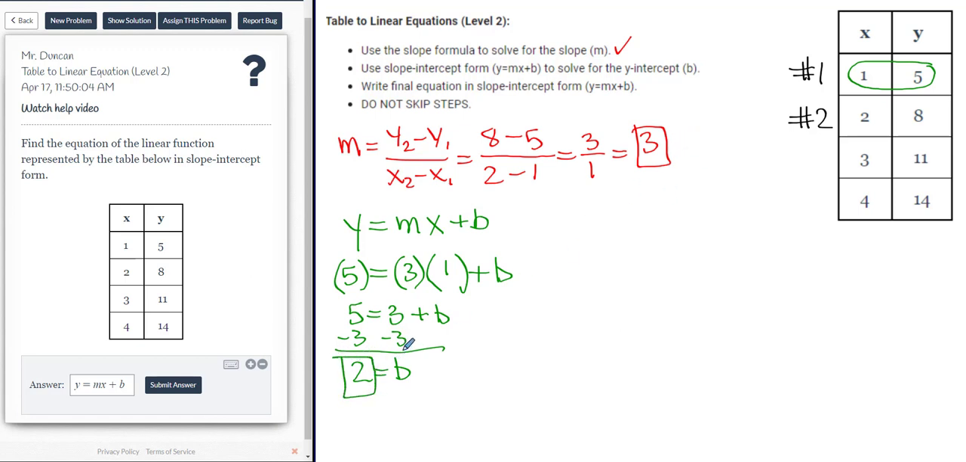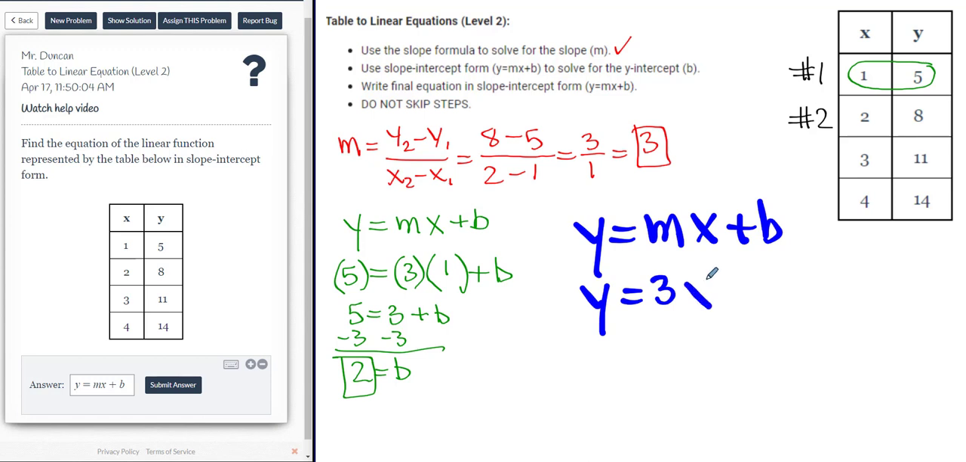Now that I have my m and my b, we're going to write the final equation in slope-intercept form. So let's switch over to blue for this. Just to remind you, y equals mx plus b. That's our format. Now all we have to do is plug in our m value. So I have y equals, in goes 3 for m. Don't forget your x there. And our b value is 2, so I'm going to put plus 2.